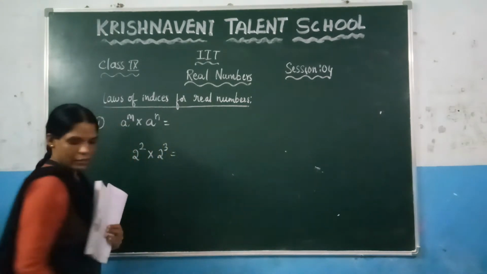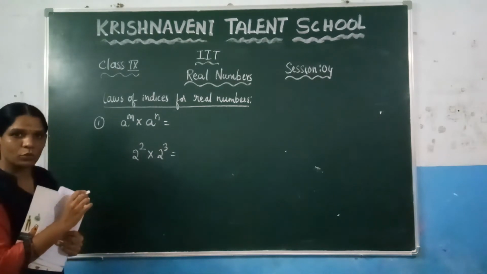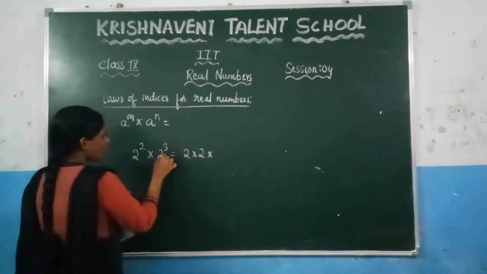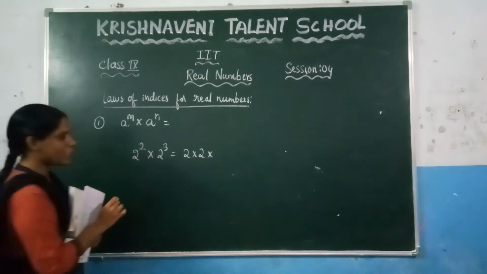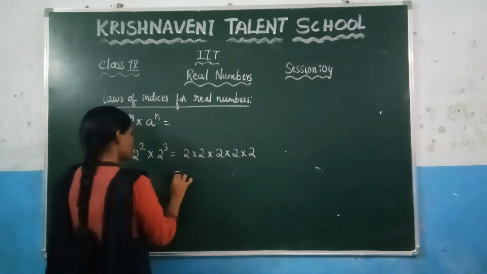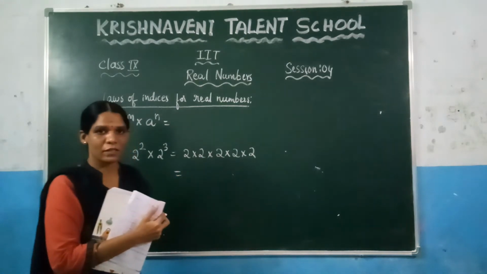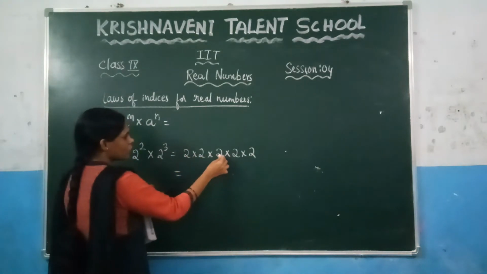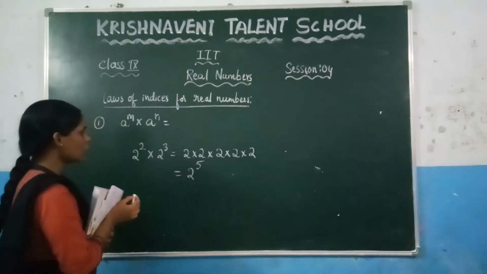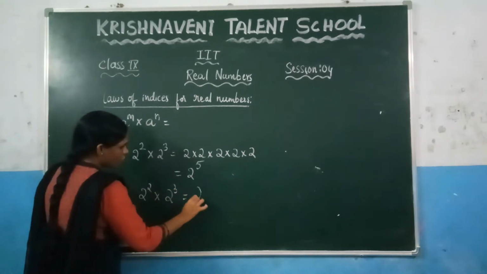Now calculate this one. What will you get? 2 square is nothing but you need to multiply 2 how many times? 2 times. So write it here 2 into 2. And here how many times do you need to multiply 2? 3 times. So you will get 2 into 2 into 2. Just calculate how many times 2 is multiplied here: 1, 2, 3, 4, 5. So you can write it as 2 power 5. Here we have got 2 square into 2 cube is equal to 2 power 5.